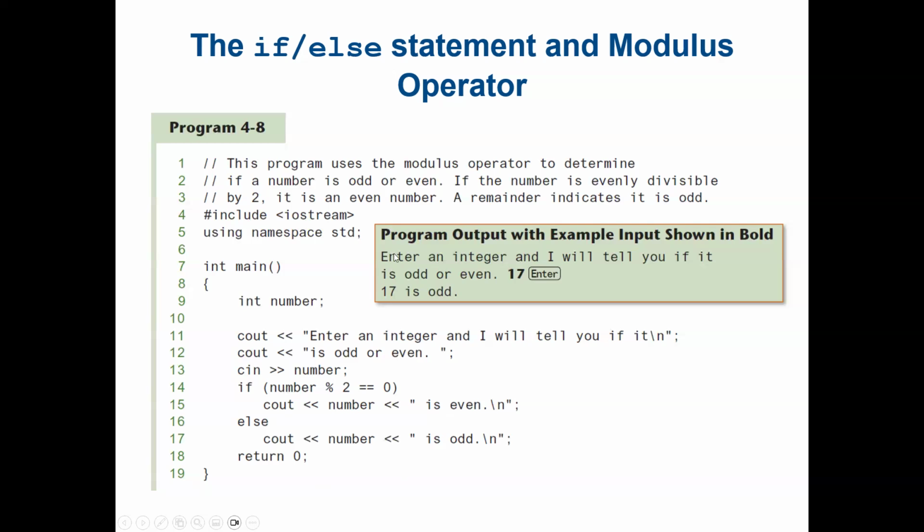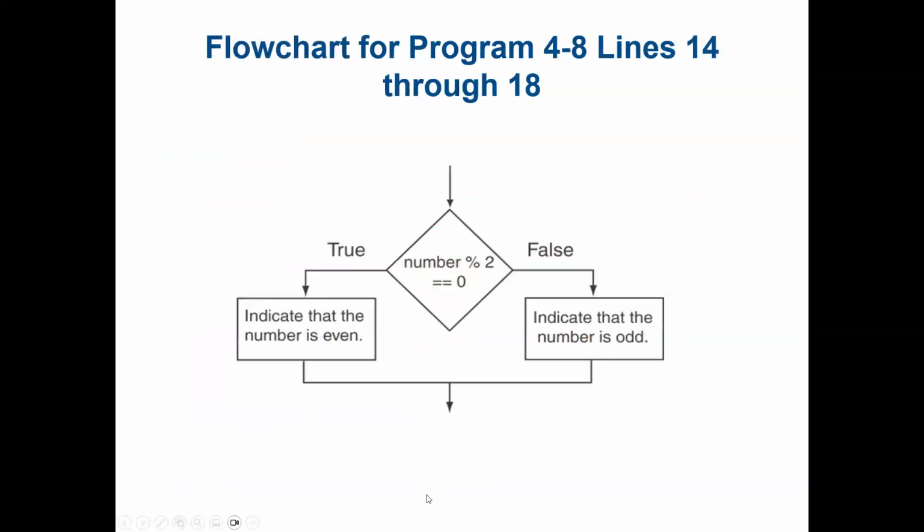So for example, here we enter an integer, 17. 17 is odd because 17 modulus 2, the remainder is 1. So the odd section, the false section, executes. So that's the flow chart. Number modulus 2 equal to 0. If it's false, indicate that the number is odd. If it's true, indicate that the number is even.